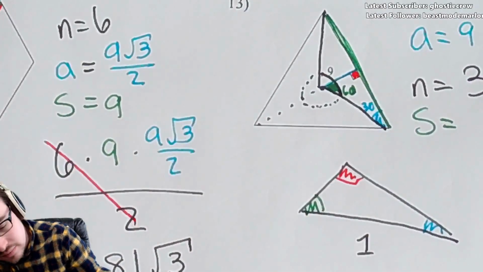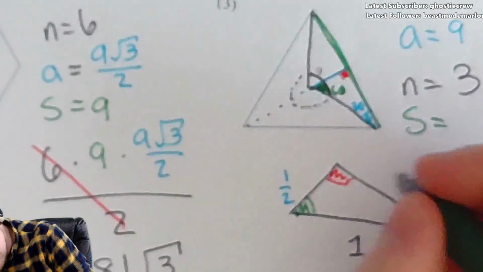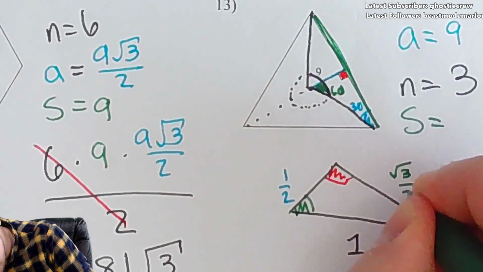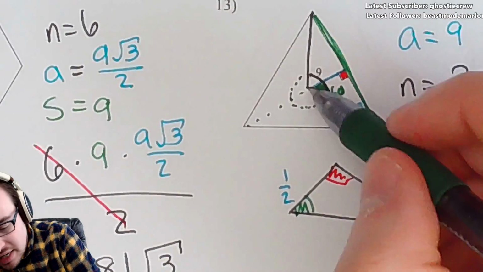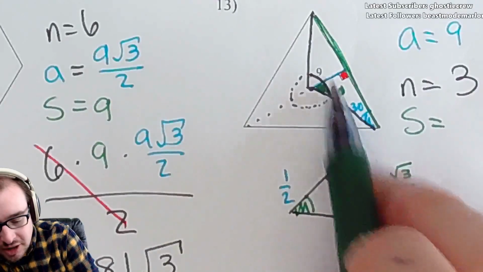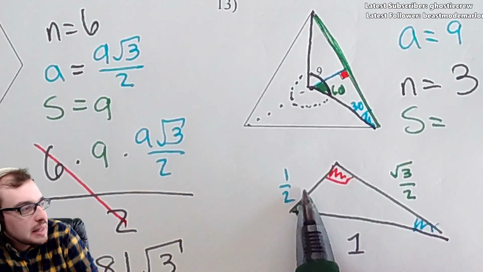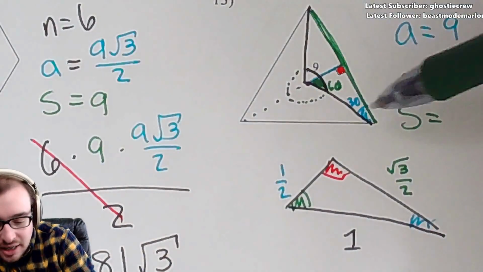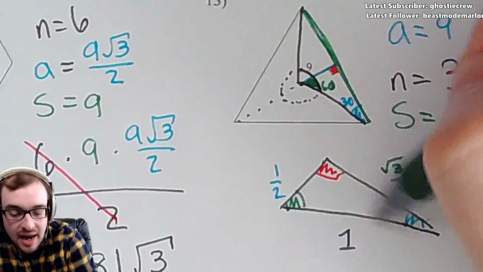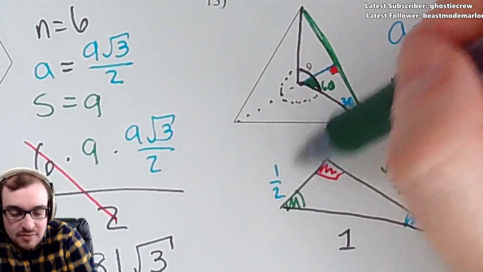One. Opposite of the 30 is a half. Opposite of 60 is root 3 over 2. So if this guy is 9, that's across from the 30. It's 9 times bigger than this guy. I shouldn't say 9 times bigger. I should say this guy across from the 30 is 9. This is a half. So what do I need to multiply a half by to get 9?